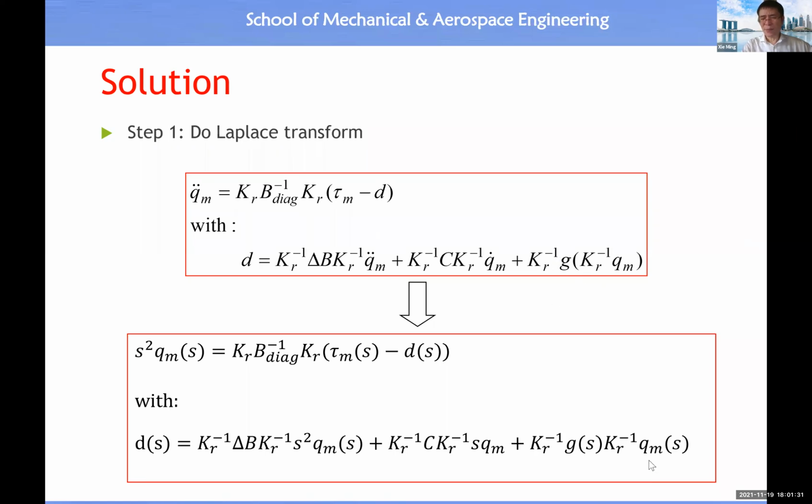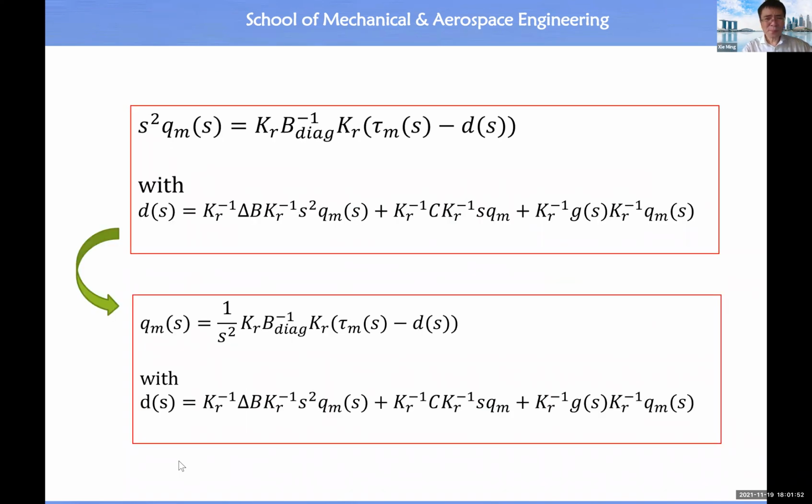That means this depends on the Laplace transform of Q_m(s) and also the Laplace transform of tau(s). Just conceptually, we follow this notation because we do not need to know the exact expression, because later on you will see this will disappear. Then both sides divide by S squared, because we have S squared here. Then Q_m(s) is equal to 1 over S squared times this one. Then D(s) is equal to this one.